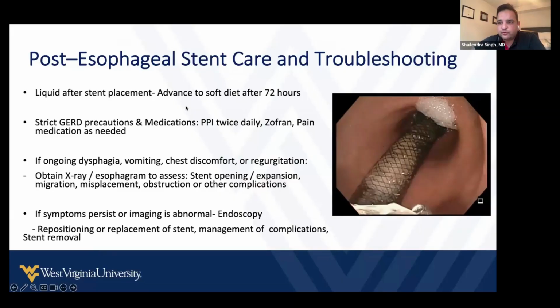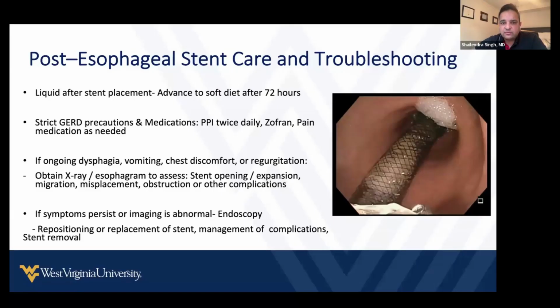So what I usually do is put them on a clear liquid diet for 24 hours, then advance to a full liquid diet, and at 72 hours is when I will advance to a soft diet that allows the stent to expand and foreshorten. And we give them written instructions with the stent for good precautions, medications, PPI twice daily.